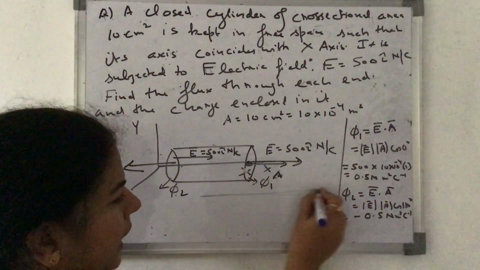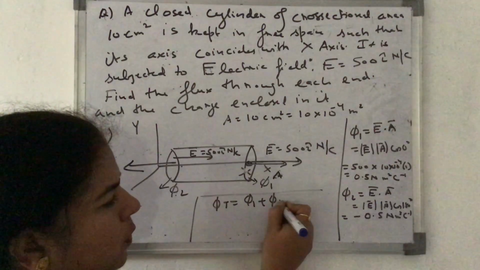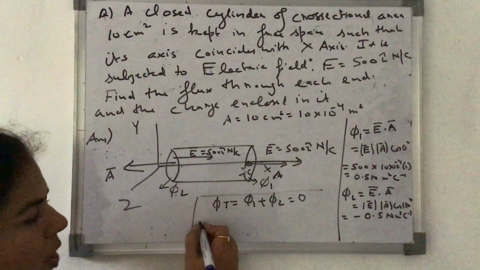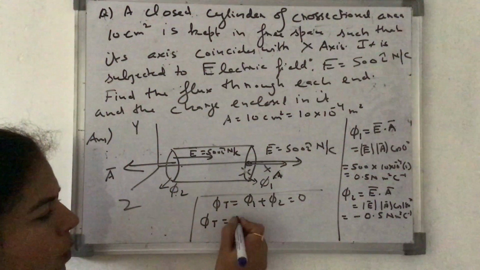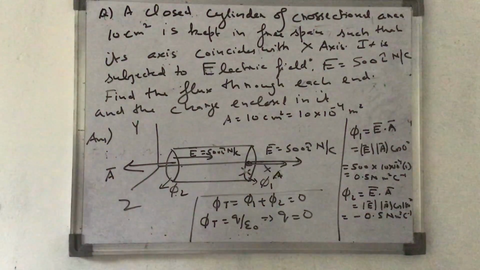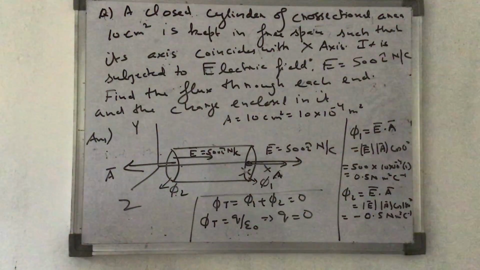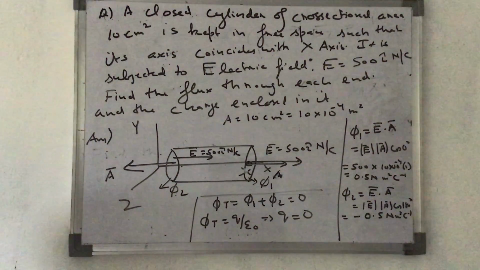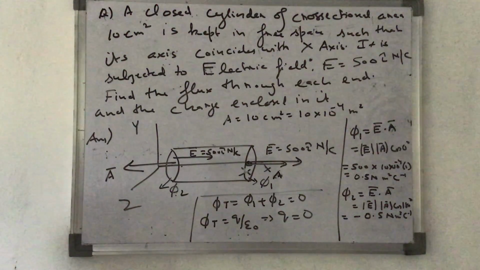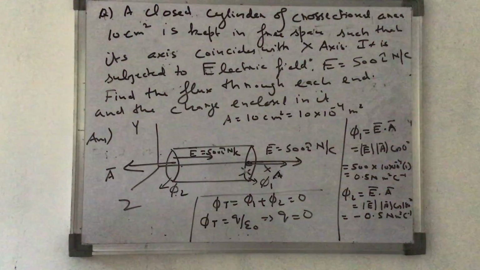Now, what is the total electric flux? The total electric flux is phi 1 plus phi 2, which is equal to 0. Since the electric flux is 0, let's see what the charge enclosed is. Phi total is equal to Q by epsilon naught. That means Q is equal to 0. So there is no net charge enclosed inside this, and that's why the total electric flux comes out to be 0. This is in accordance with Gauss theorem also, that electric flux is equal to Q by epsilon naught. In case there is no charge enclosed, how can we have any electric flux?